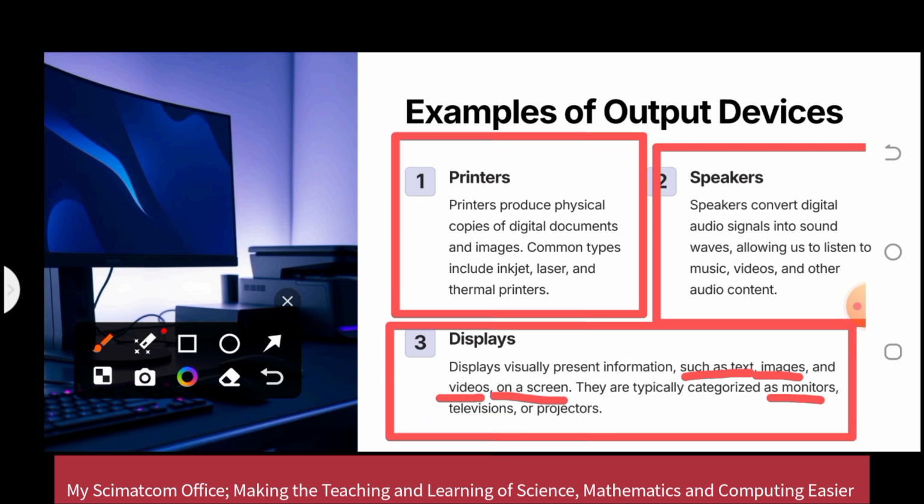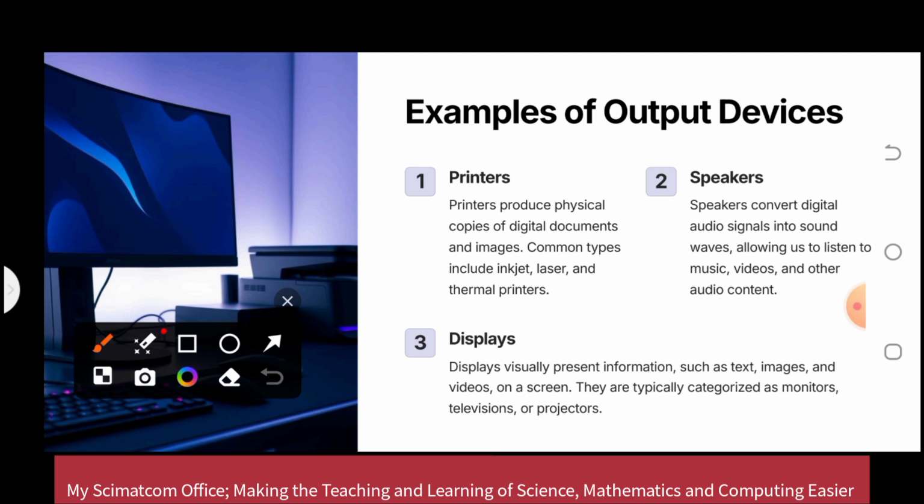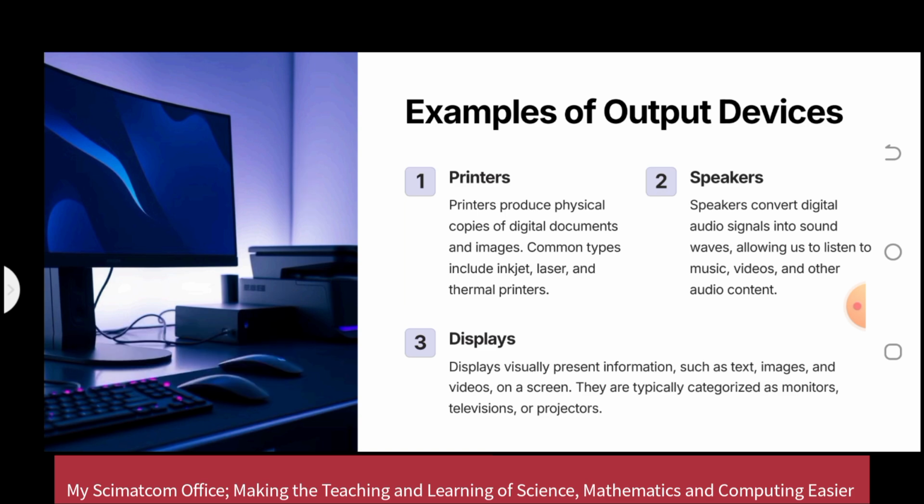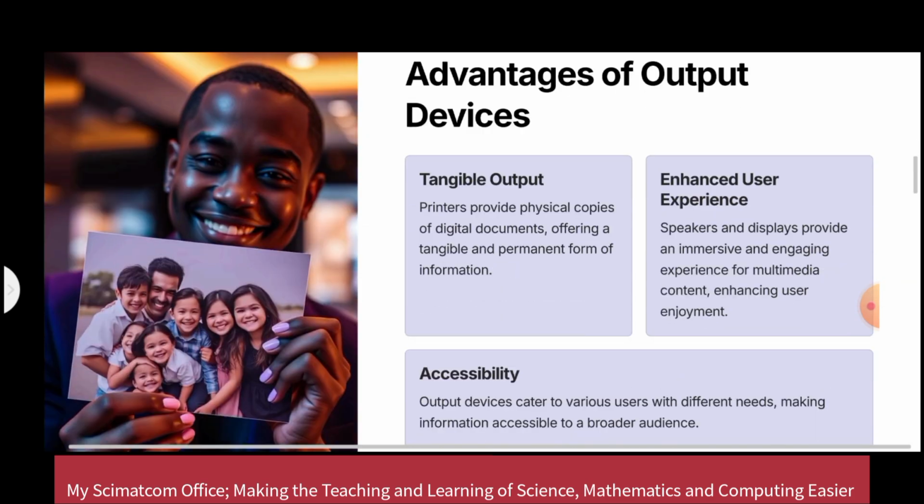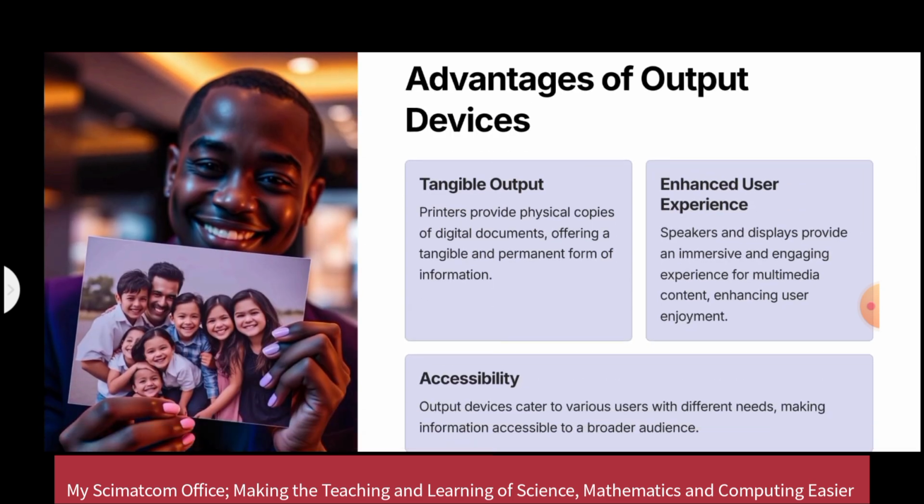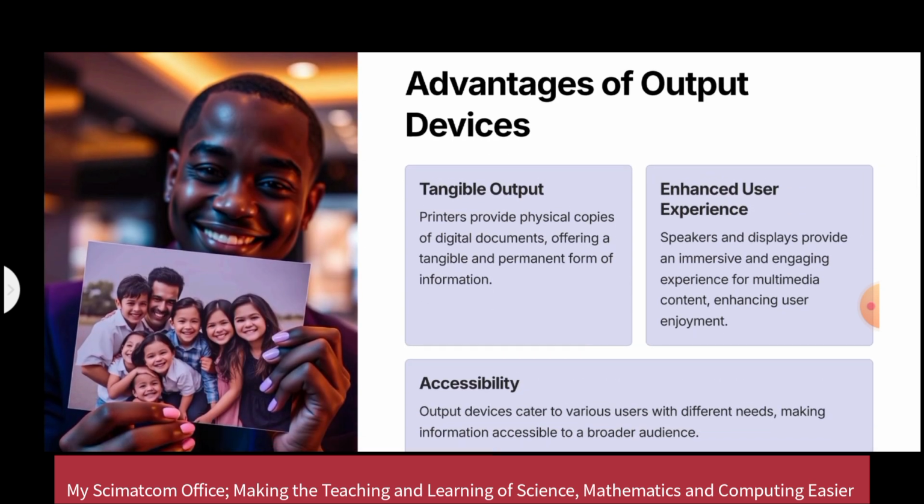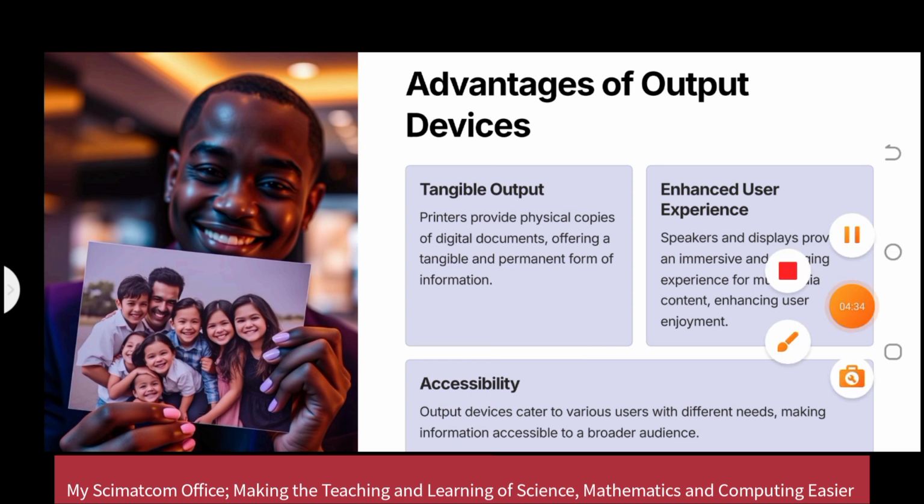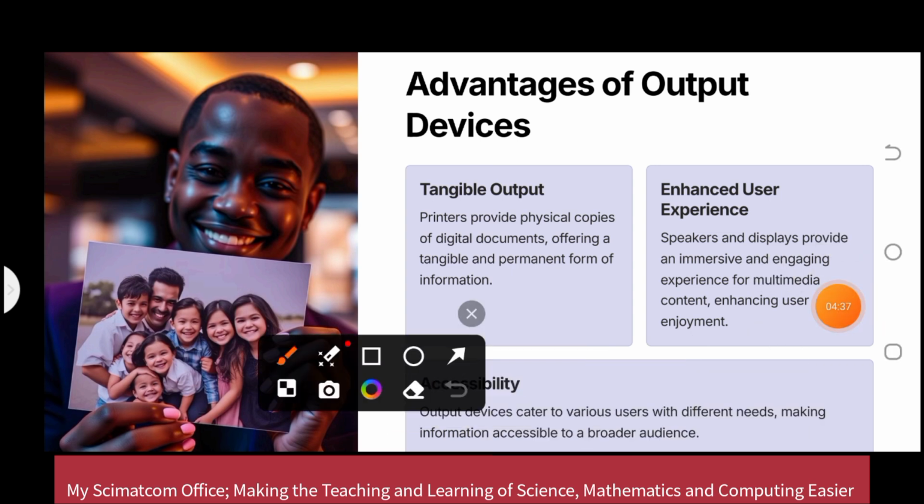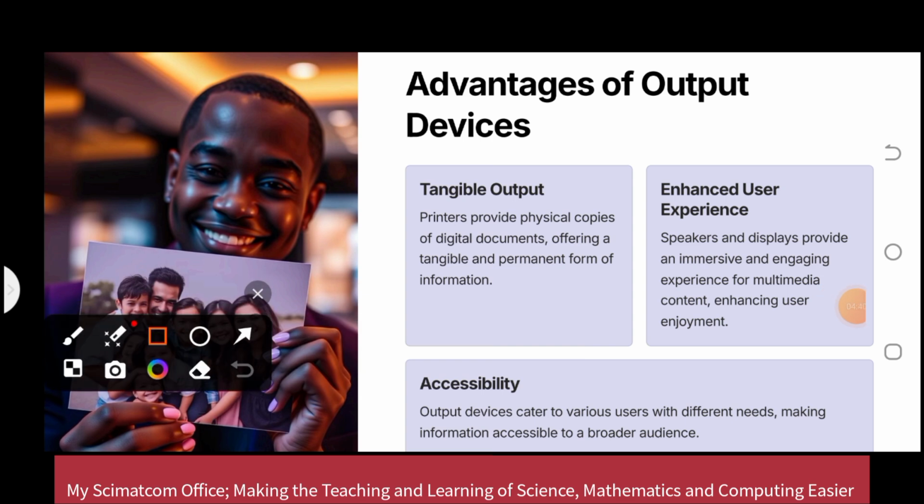Alright, now that we know the different examples of output devices, let's look at the advantages of output devices. Output devices give tangible outputs. We can actually touch it. We can actually feel it. For example, printers provide physical copies of digital documents, which I mentioned earlier as hard copies.